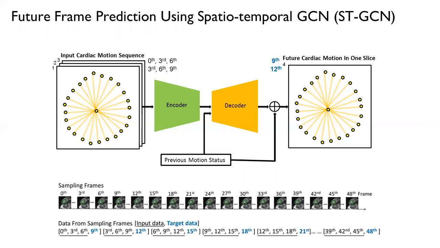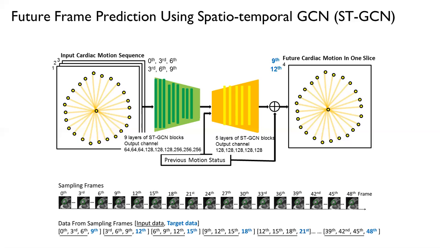The output of the encoder and the period motion are fed into the decoder. The sum of the output of the decoder and the period status represents the output future cardiac motion, which is used in the left ventricular function evaluation. There are 9 layers of STGCM blocks in the encoder and 5 layers of STGCM blocks in the decoder.